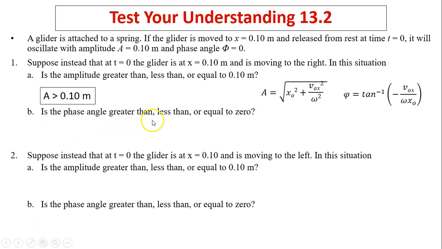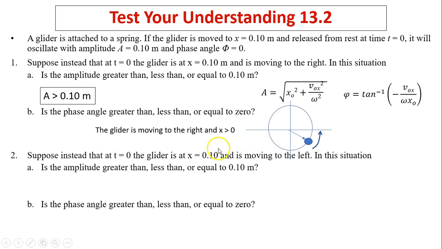Next one: is the phase angle greater than, less than, or equal to 0? We know if v is moving to the right, this is positive, x is also positive, omega is always positive, so this number is negative. That means phi is negative. Another way to think about it is the glider is moving to the right, so it's in the fourth quadrant, and its x is also to the right. So the glider must be in the fourth quadrant in a circle, so your phi has to be less than 0.